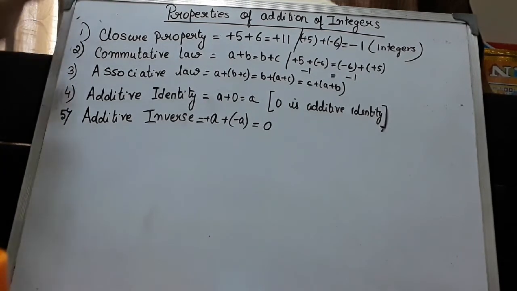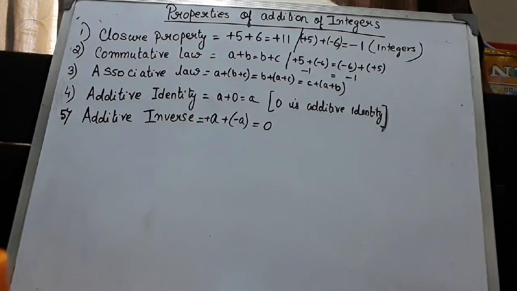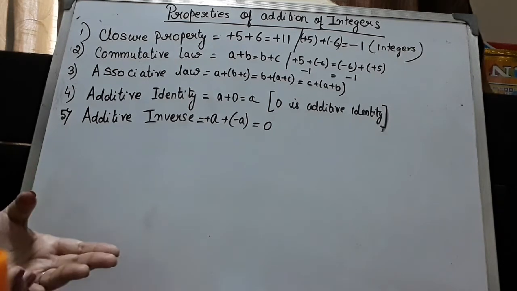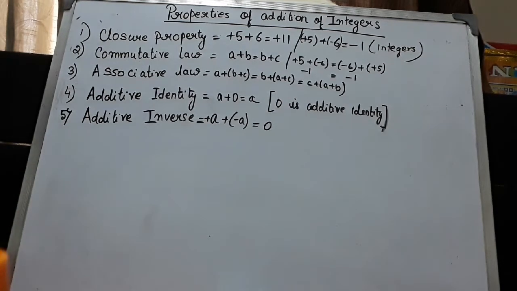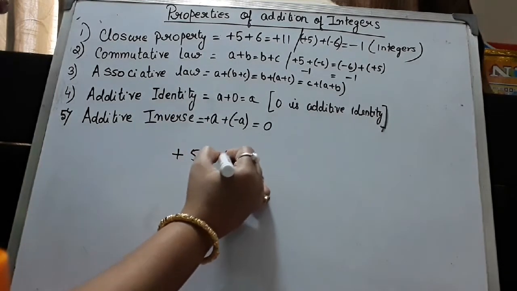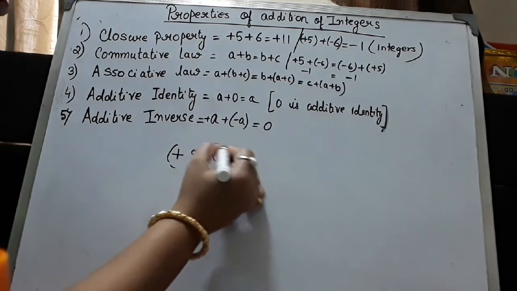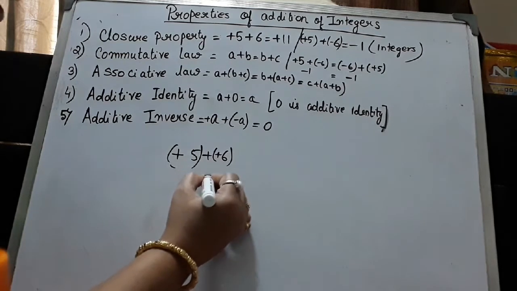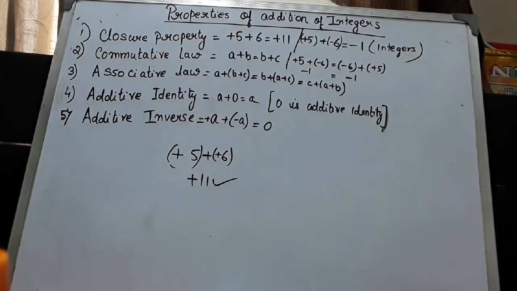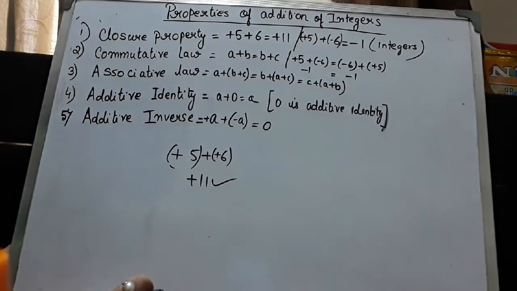So, let's start. The first one is the closure property. What does that mean? When you add two integers, the answer is also an integer. Same here, be it a positive one or a negative one, it doesn't matter. When you add any integers, the answer you get is also an integer.